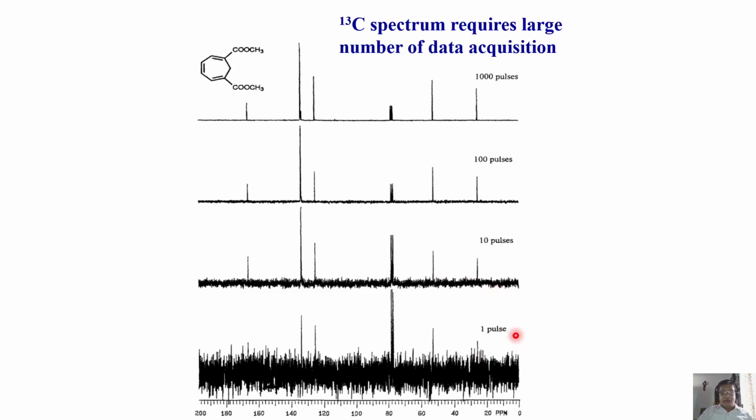If I send only one pulse and collect the signal, this is the carbon-13 spectrum of this molecule. What can you make out of this if I give you the spectrum? It is very difficult, right? So I look at the spectrum with a single pulse, sending one radio frequency pulse. If I collect the carbon-13 spectrum, it looks so noisy. It is very difficult to get any meaningful picture out of this. What can you get out of this? Look at this, many peaks are not even visible.